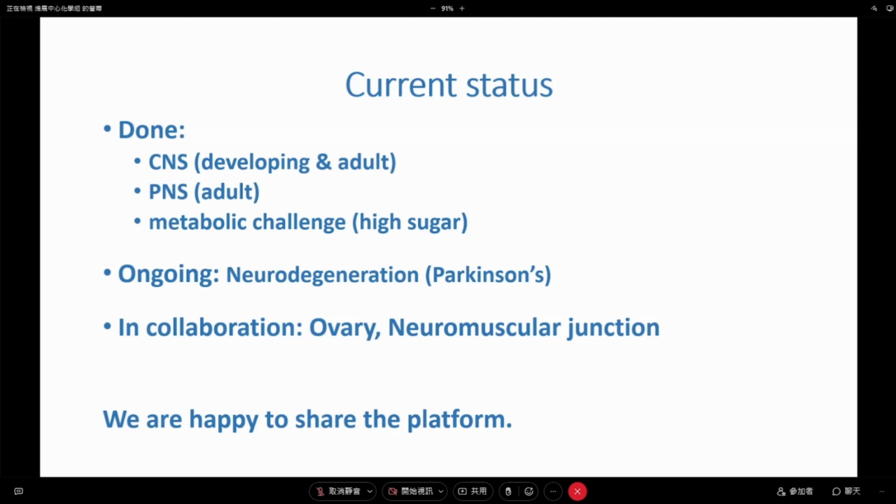Okay, and an ongoing thing is we are doing Parkinson's by introducing Parkinson's transgenes and also Alzheimer's transgenes. And we have collaborators interested in the reproductive system and also the neuromuscular junction, all bright people. And we are happy to share the platform.